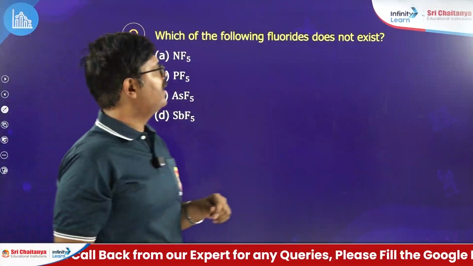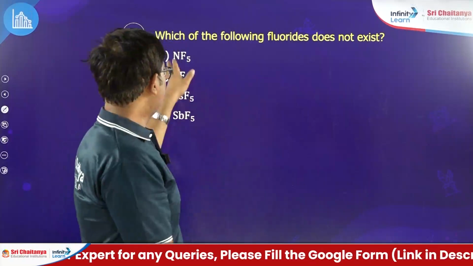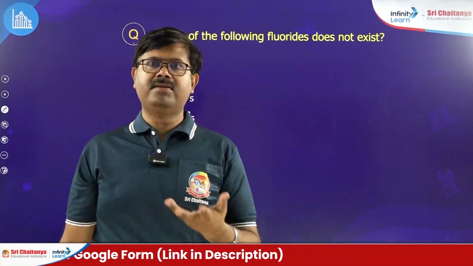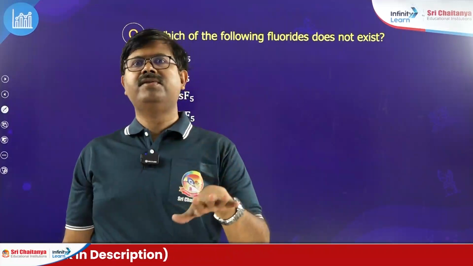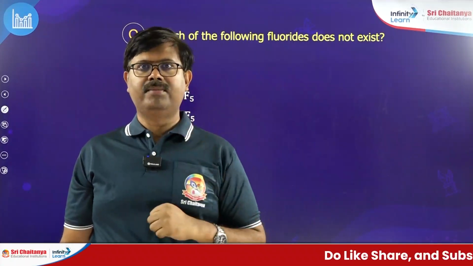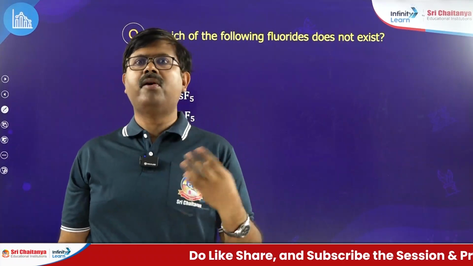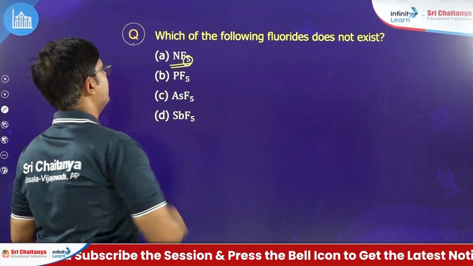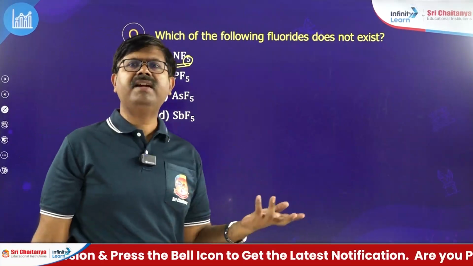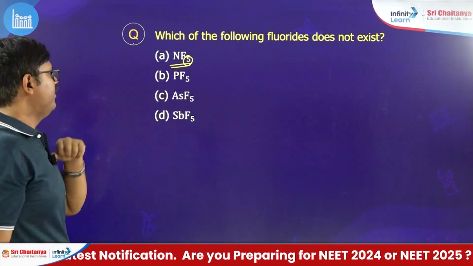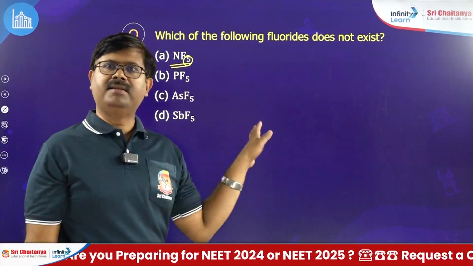Which of the following fluorides does not exist? See, if you look at this, first one, nitrogen has around it 5 bonds, which is not possible because nitrogen is a second period element which cannot exceed more than 4 bonds because it cannot exceed more than octet. So therefore, 5 bonds is not possible for the nitrogen because there is no vacant d orbitals in the second shell, that's why. In other cases, vacant d orbitals are present, they can exist.